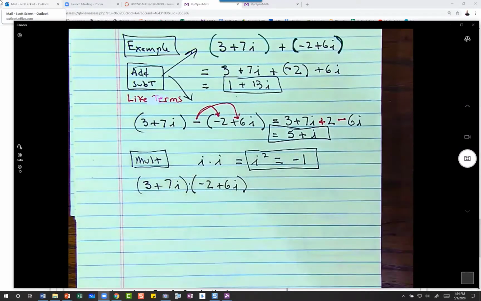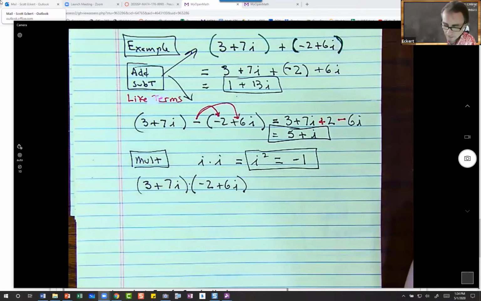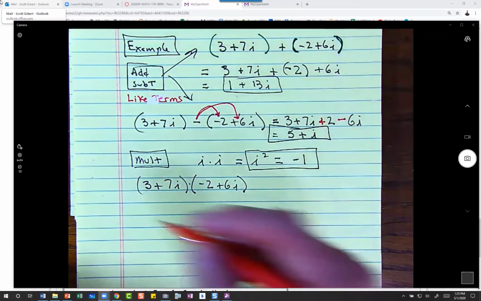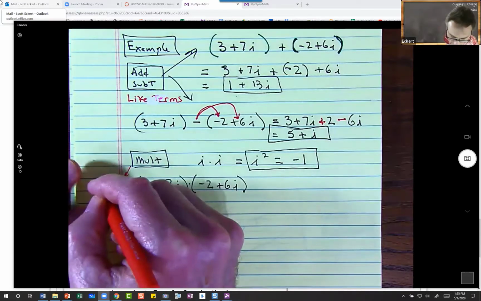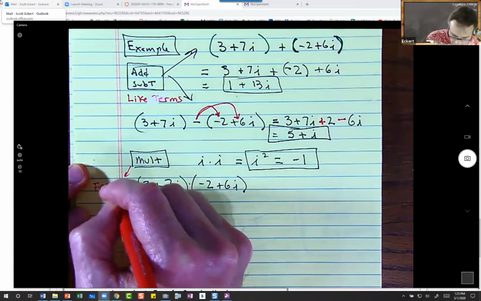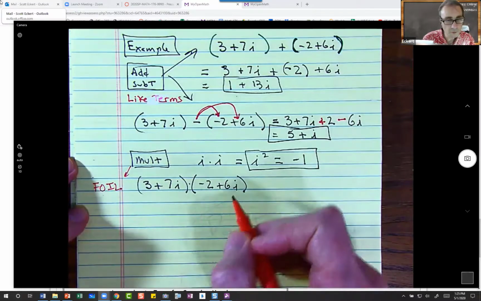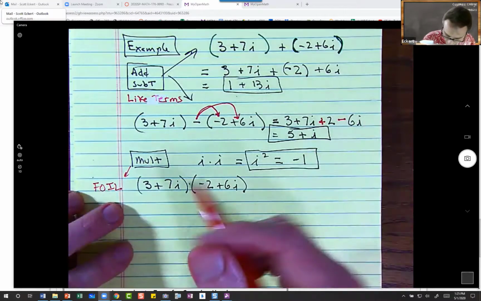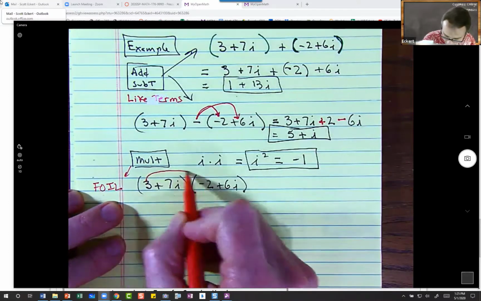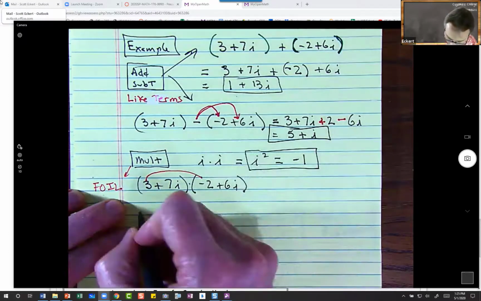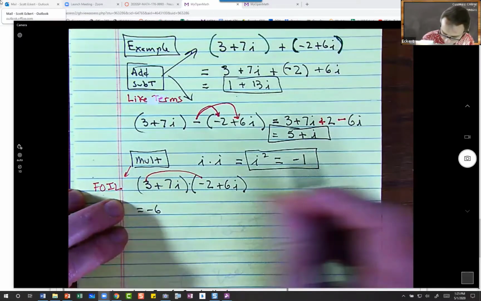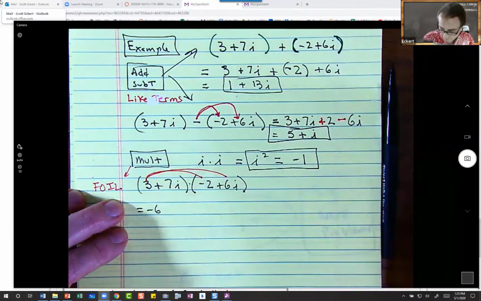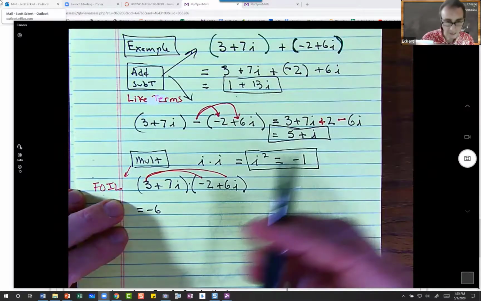All right, wait, take a wild guess. How are we going to multiply this? By using FOIL. FOIL, exactly. You already know how to do this. A group times a group is just going to be a FOIL. So when I do the first, I will get negative 6. When I do the outside, what is 3 times 6i?